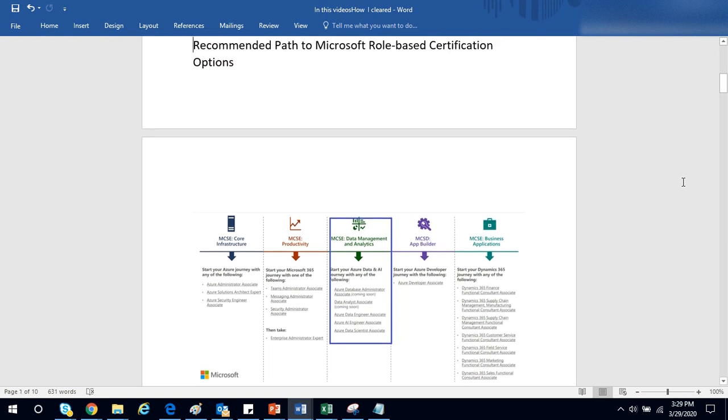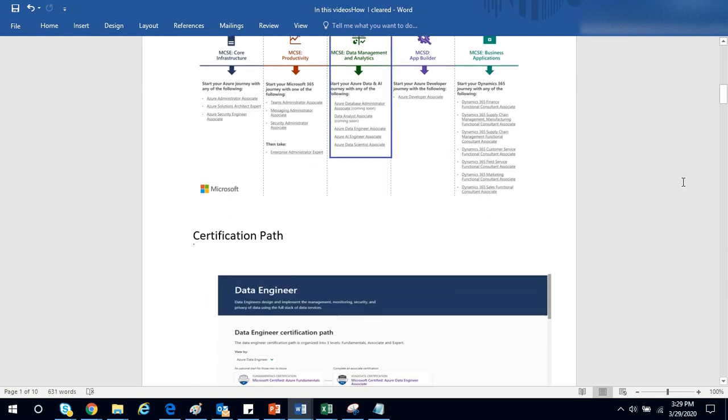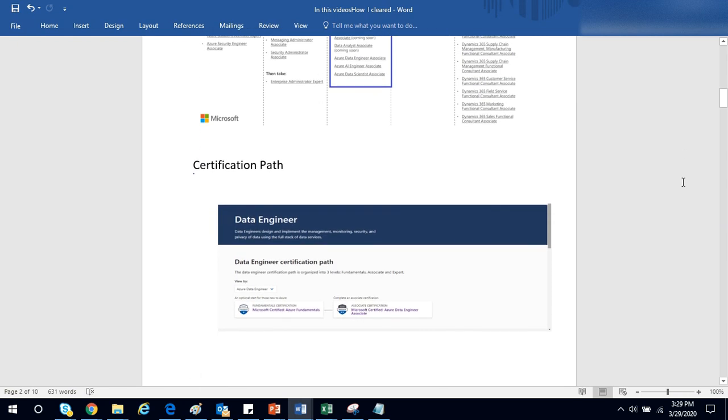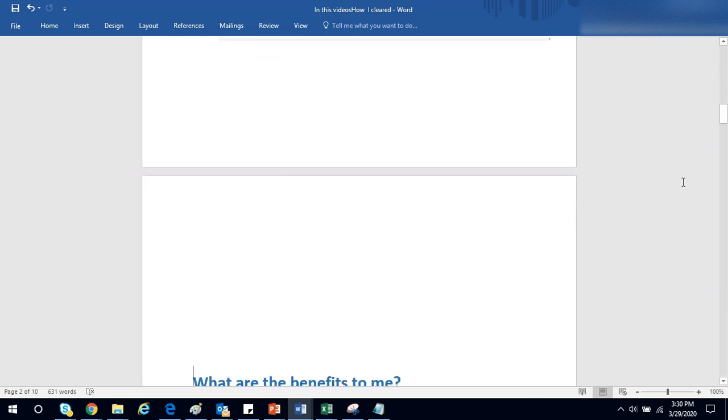Microsoft also provides various role-based Azure certifications. Azure Data Management and Analytics is the more in-demand one, and all these four categories fall into this category. To complete the Azure Data Engineer certification, you can either start with Azure Fundamentals or go directly to the Azure Data Engineer certification. Azure Fundamentals is optional. Basically, the Azure Data Engineer certification has two exams. First one is DP-200, Implementing Azure Data Solutions, and the second one is DP-201, Designing Azure Data Solutions.